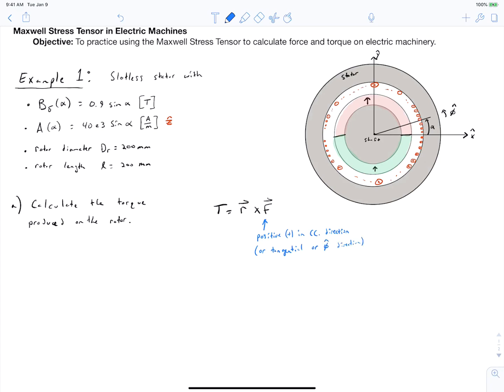And so just from the definition of what a cross product is, that means that torque is going to be a vector in the z-hat direction coming out of the page at us, and it will be positive for a positive value of F. Or stated a different way, a positive torque is going to tend to accelerate our rotor in the counterclockwise direction. So we've now talked about the sign of our torque and force expressions.